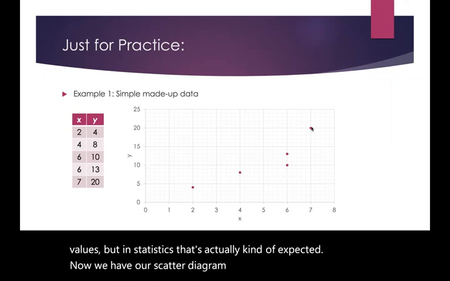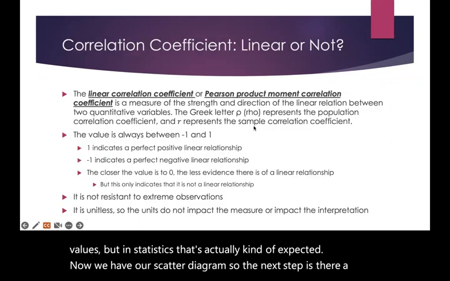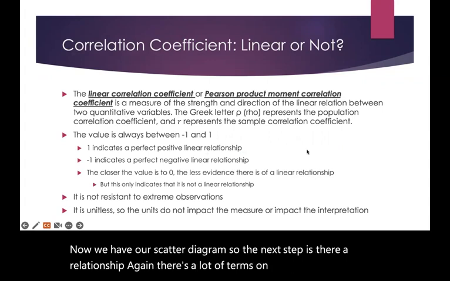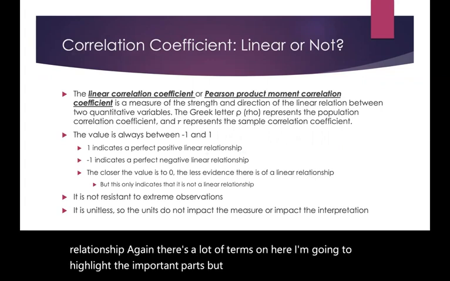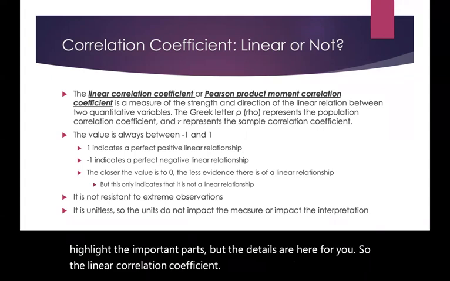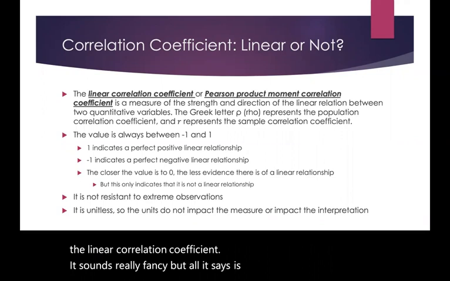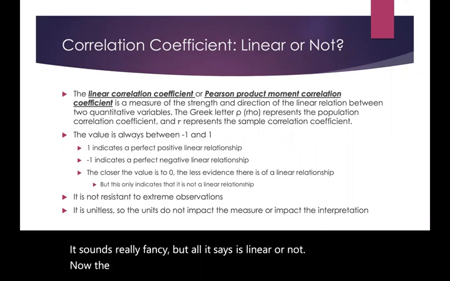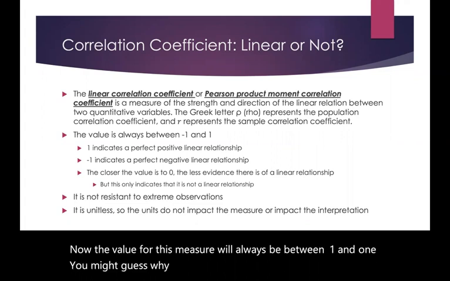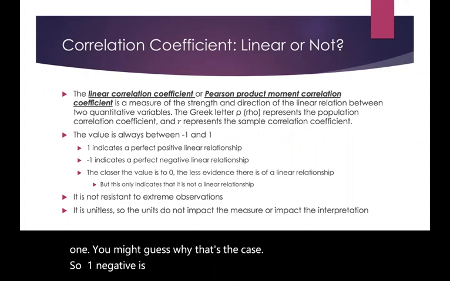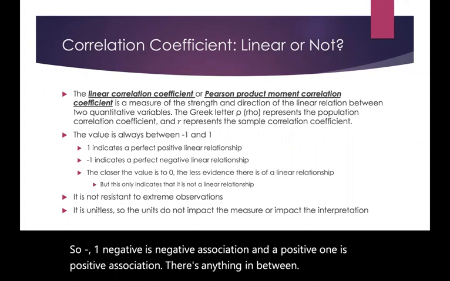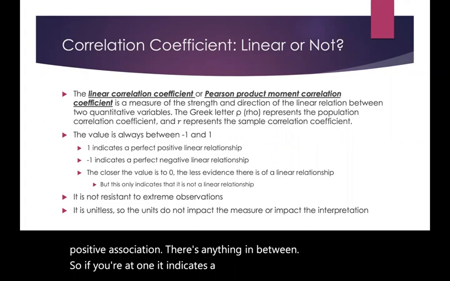So the next step, is there a relationship? Again, there's a lot of terms on here. I'm going to highlight the important parts, but the details are here for you. So the linear correlation coefficient. It sounds really fancy, but all it says is linear or not. Now, the value for this measure will always be between -1 and 1. You might guess why that's the case. So -1 is negative association, and +1 is positive association. There's anything in between. So if you're at 1, it indicates a positive linear relationship.